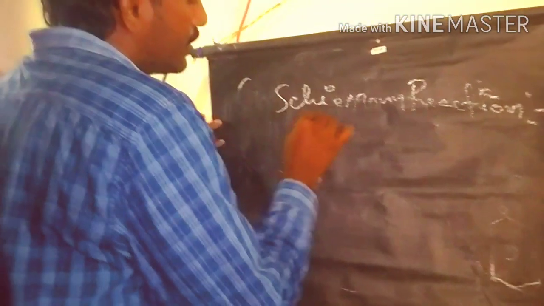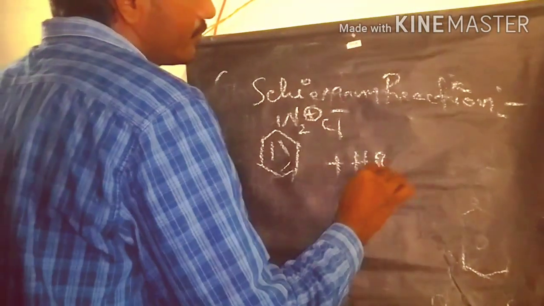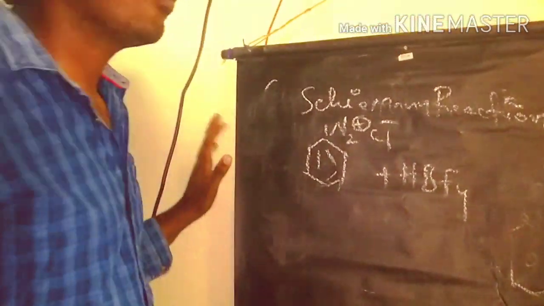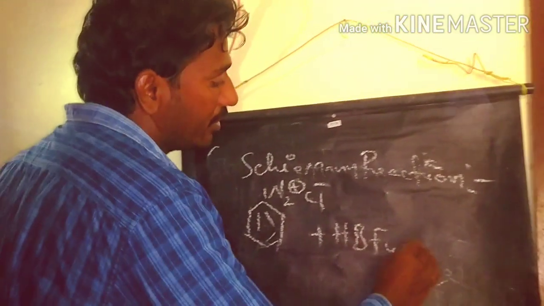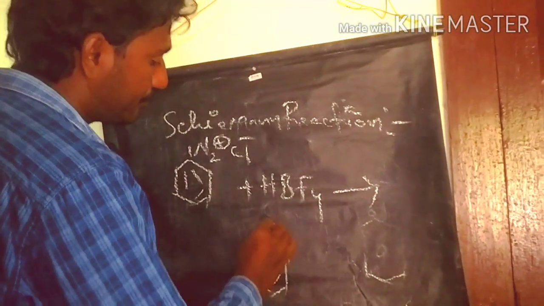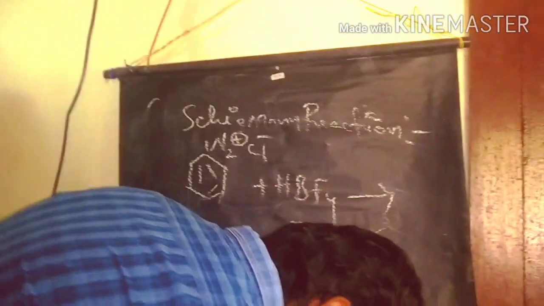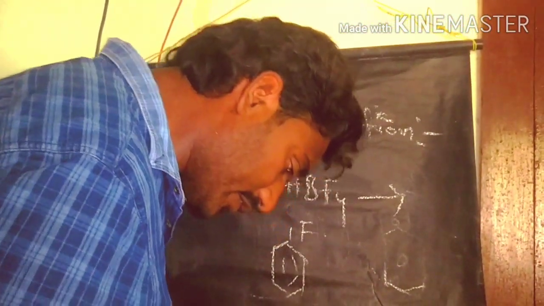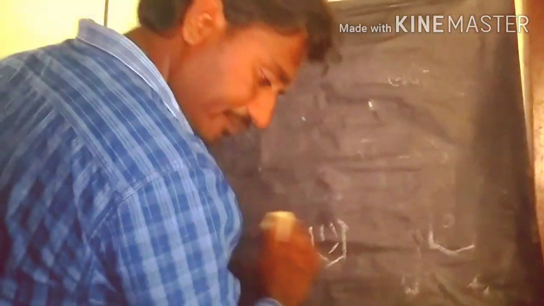So this is the aryl diazonium salt reacting with tetrafluoroboric acid, HBF4. We use this to react with the aryl diazonium salt to prepare fluorobenzene. This reaction we call the Schiemann reaction. Let's see some of the important reactions to prepare phenols and ethers from this intermediate.